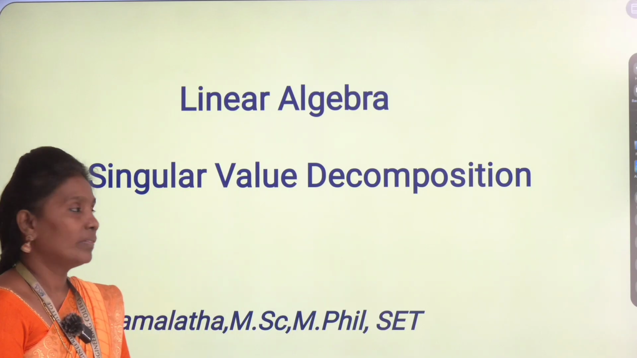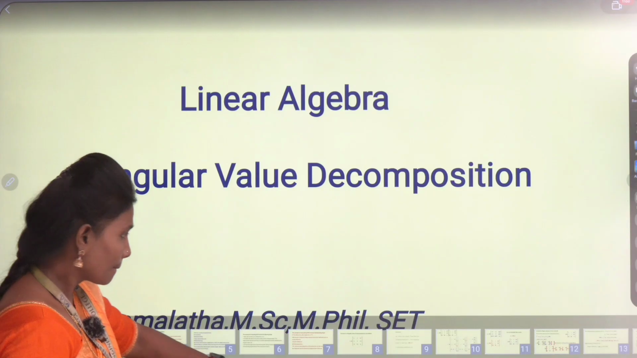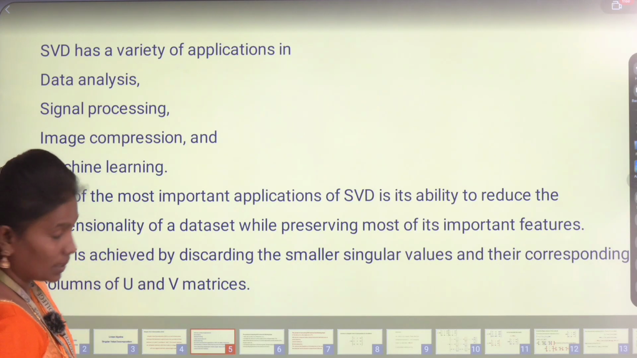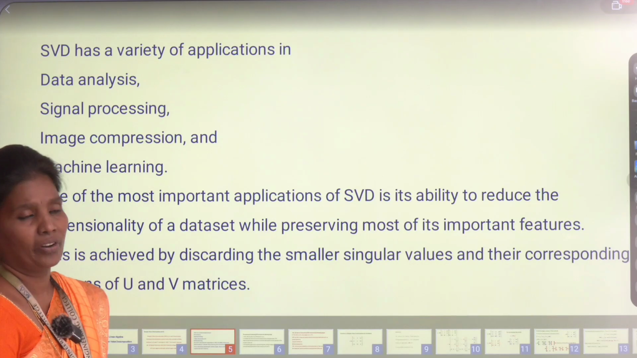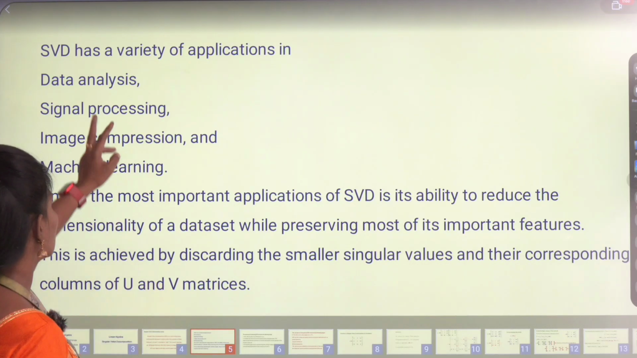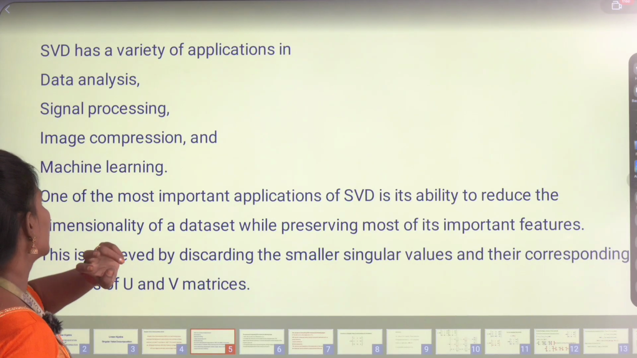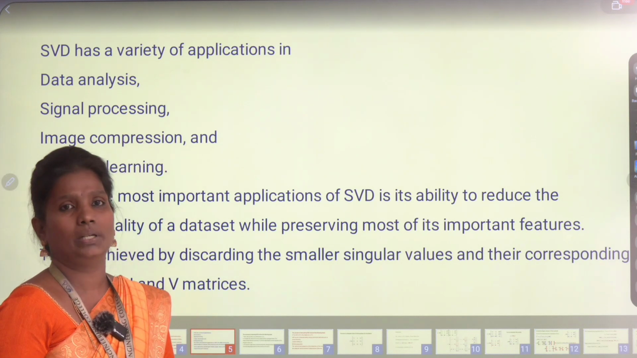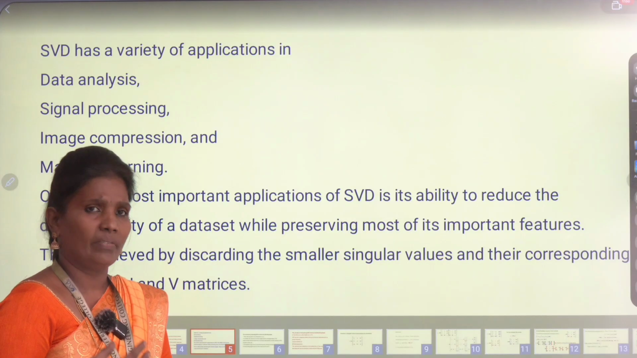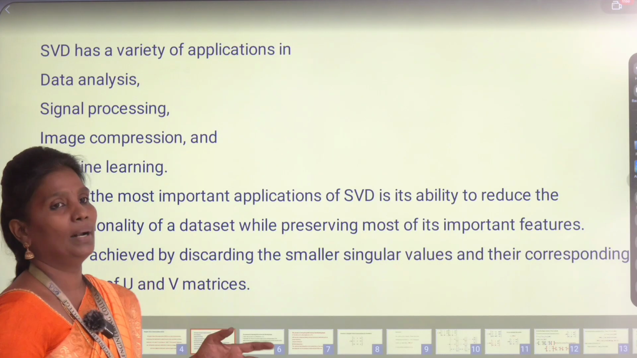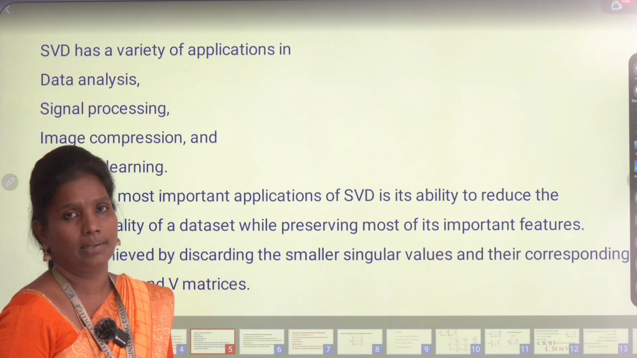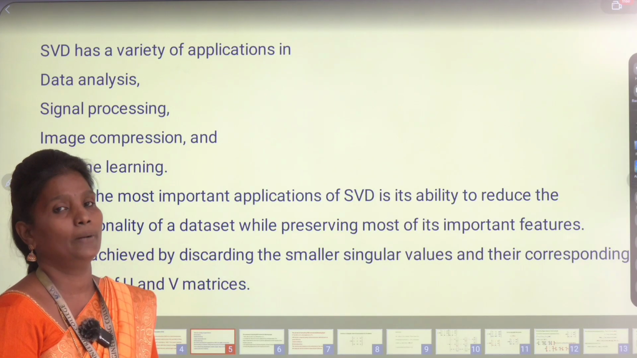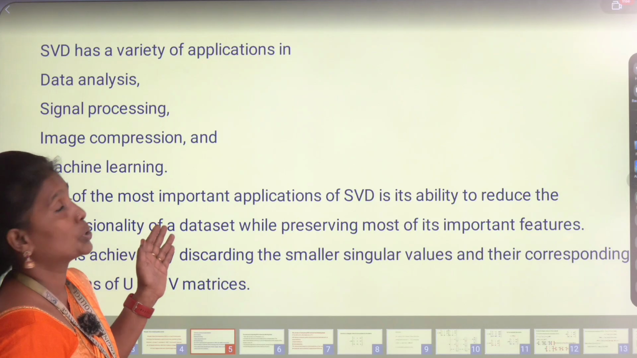So listen, nowadays these are the things we use frequently. It is a technology. What are the technologies here? Data analysis, signal processing, image compression, machine learning. These are the things we frequently use nowadays in all the core papers, wherever it is in the world. Nowadays things are built by these applications. So how is SVD working here? SVD is nothing but singular decomposition. So how does the singular decomposition work in these topics?